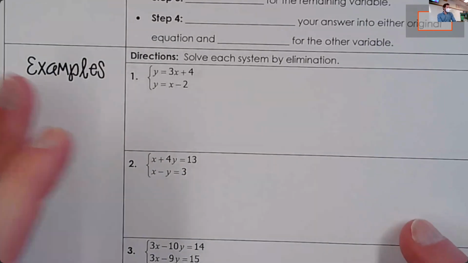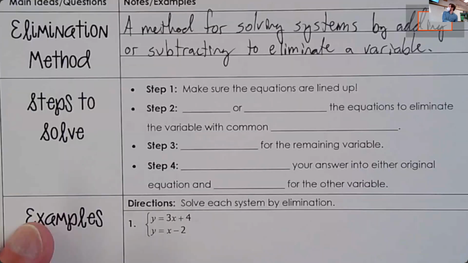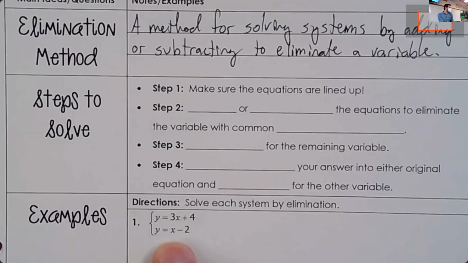With example 1, though, we would actually have an option between substitution and elimination because we solved equations like this using substitution. Today, I'm going to show you what elimination looks like with that. So step 1, make sure that the x's are lined up on top of x's, y's are lined up on top of y's, regular numbers lined up on top of regular numbers.